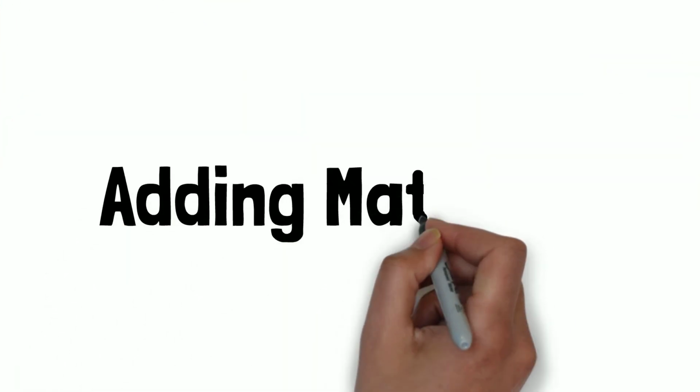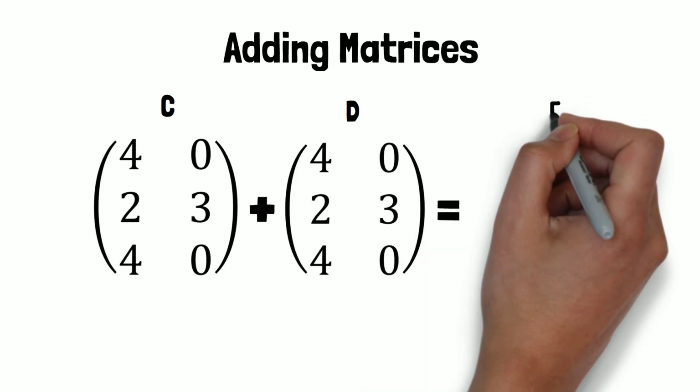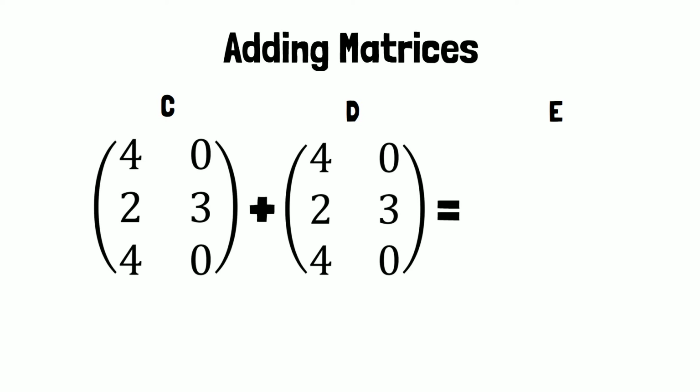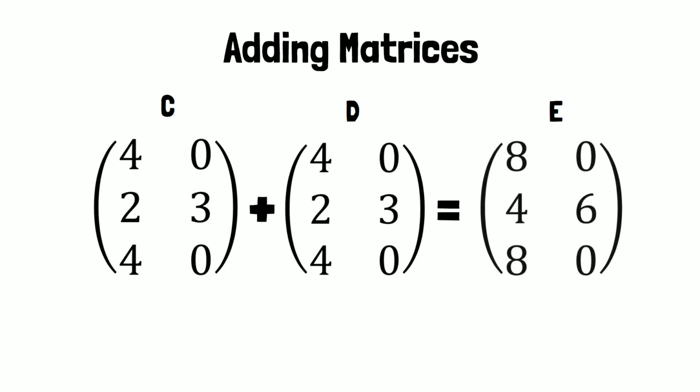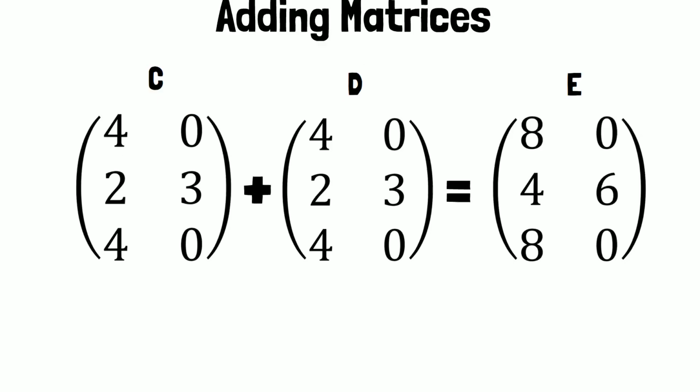We can also add matrices and multiply them by a scalar. Let's look at adding matrices first. On your screen you can see the matrix from our previous solution, matrix C, and the same 3 times 2 matrix which we call D for simplicity. We can add these matrices together because they are of the same order. We can only find the sum of 2 matrices if this condition holds. We can add 4 and 4 which equals 8, 0 and 0 equals 0, 2 and 2 equals 4, 3 and 3 equals 6, 4 and 4 equals 8, and 0 and 0 equals 0. We then find matrix E.